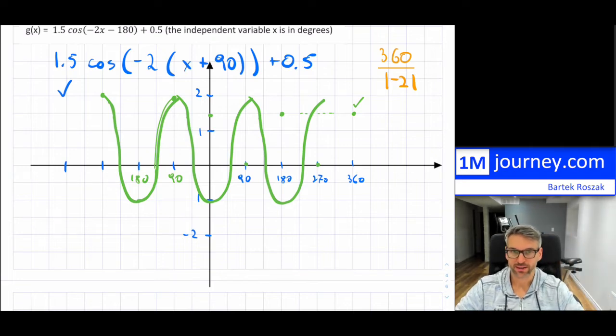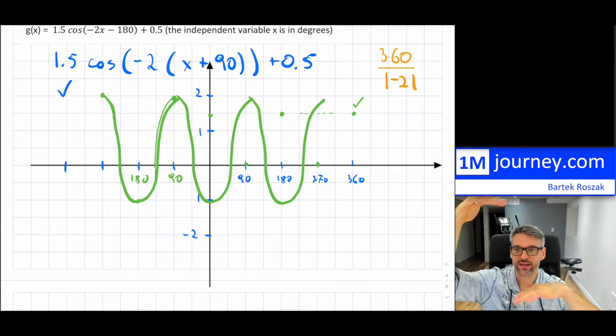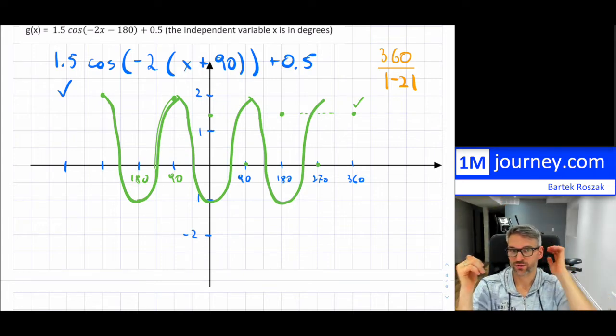To identify, your amplitude is 1.5. Your period here is going to be 180 degrees. Your mid-range, the midpoint, is between -1 and 2, so that means it's 0.5. Your maximum and minimum values are 2 and -1. Okay, so that's what we have there.